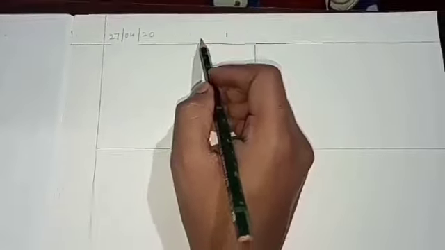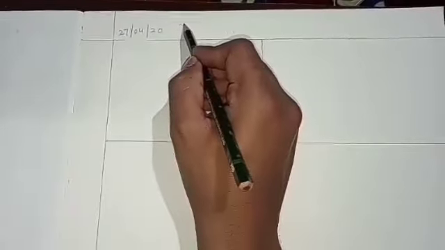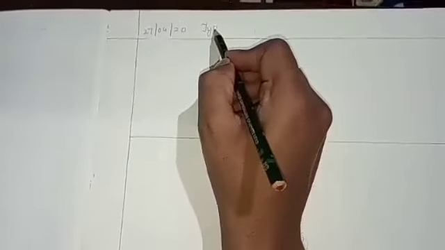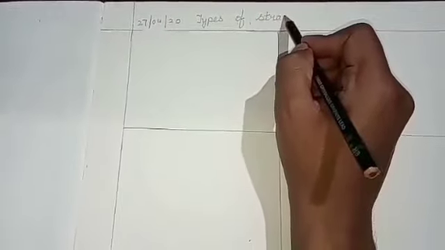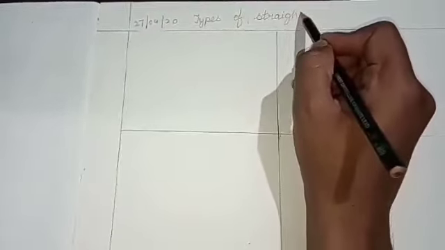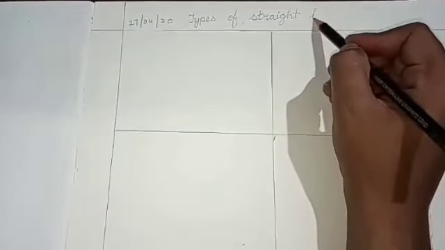Okay, here we'll mention date 27th April 2020. We will write topic, that is types of straight lines, and at the bottom we'll mention here page number, that is 1.